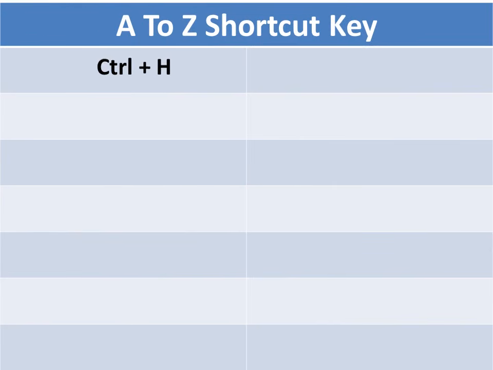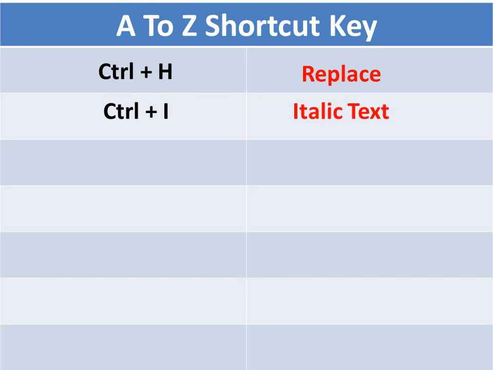Ctrl plus H, replace. Ctrl plus H opens the replace tool. You can find words and replace them automatically. Ctrl plus I, italic text, turns the selected text into italics.